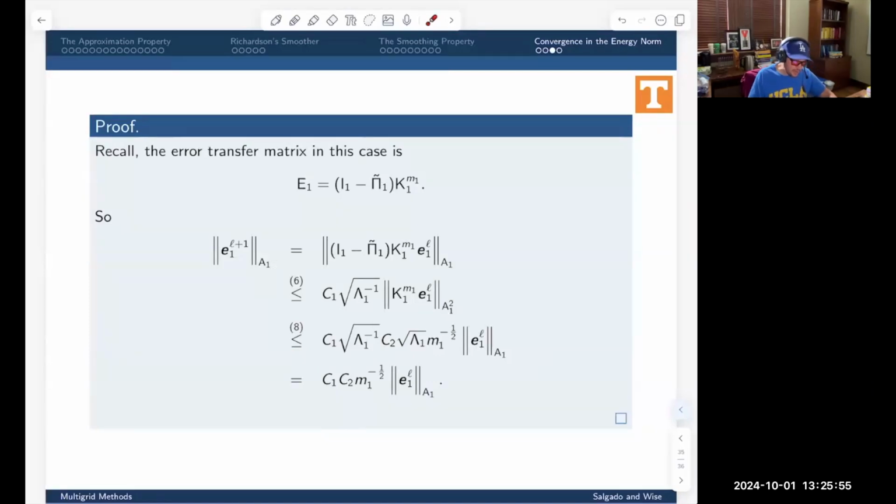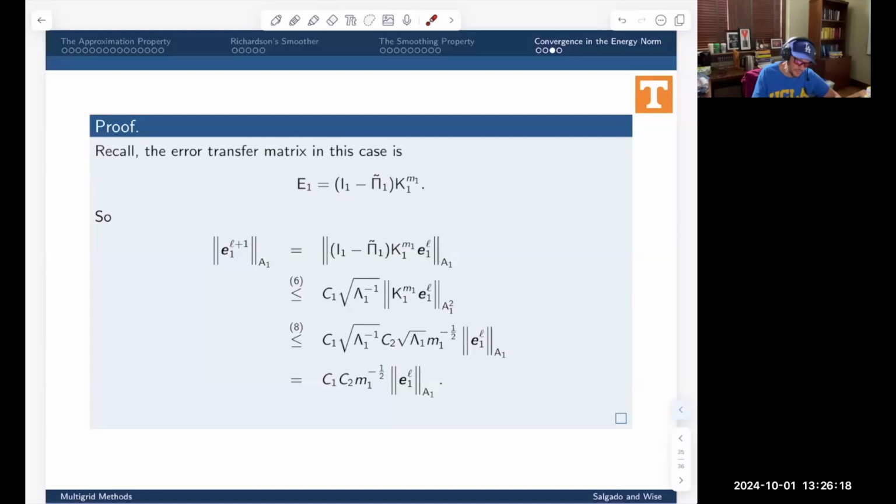All right, so the error transfer matrix for our two-grid method is precisely this. This is something we showed in chapter 2. We used it again in chapter 3, and we're restating it here because we want to use this in our analysis. So this is the error transfer matrix, or just what we call the error matrix for the two-grid method.